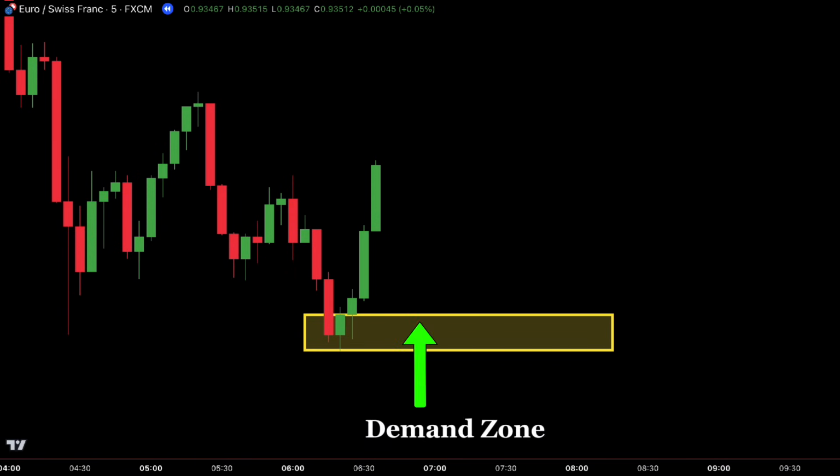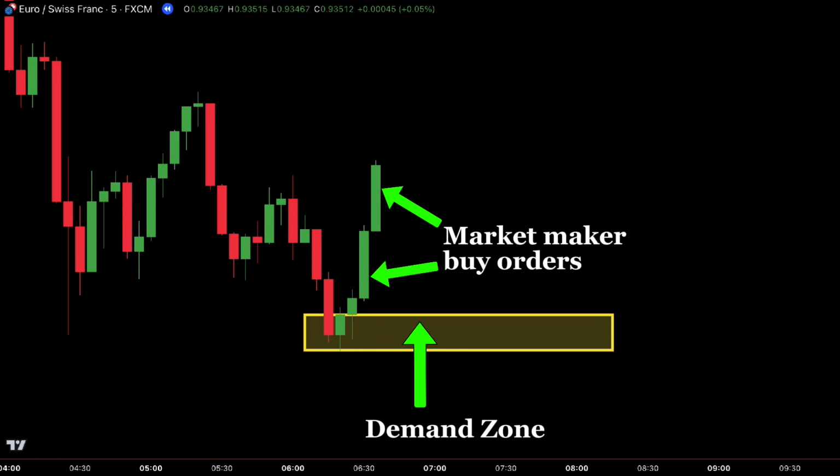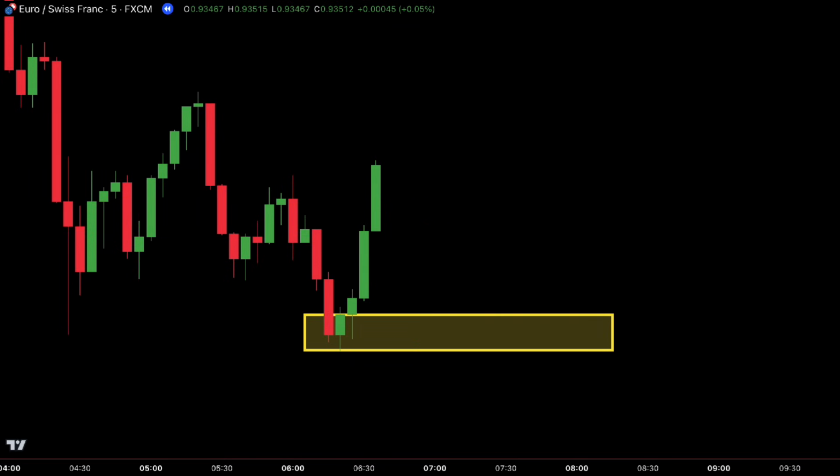The first step is spotting the demand zone. These zones form because big institutions, like banks and hedge funds, can't buy their entire position all at once. It would disrupt the market and push prices too high. Instead, they buy gradually, creating a zone where price repeatedly bounces higher. Here's the critical moment in this strategy.